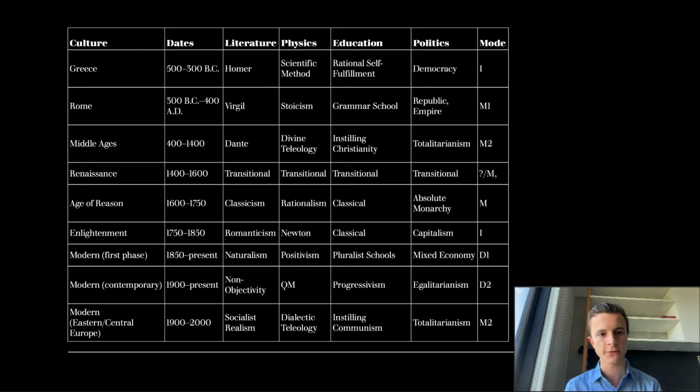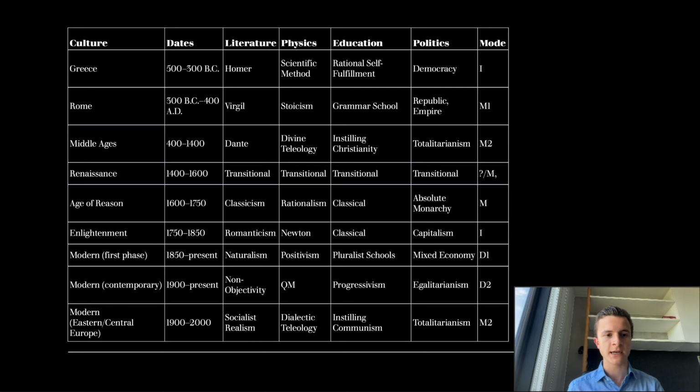So let's look at Greece from, say, 500 to 300 BC. This is the time of Plato and Aristotle. Literature was Homer. Physics was the scientific method. Education was all about rational self-fulfillment, and in politics they had democracy. These are all the products of an I mode, of a rational I mode.